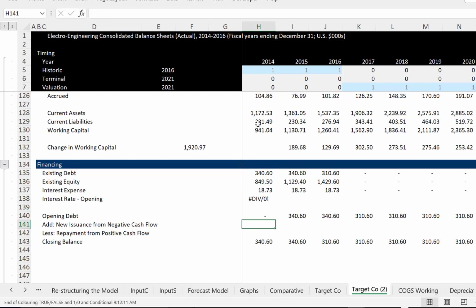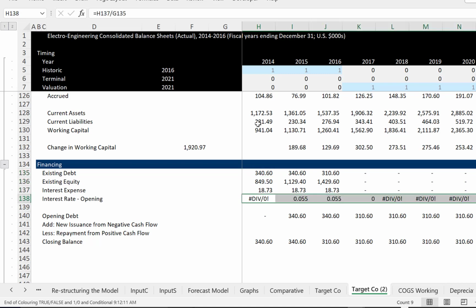So now let's get to the point where I really stopped, and I wanted to show you what's really happening, and that's with the debt financing, and that's to make a model where the balance sheet balances, basically.